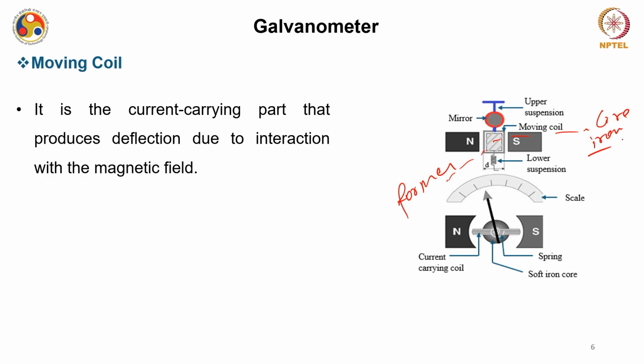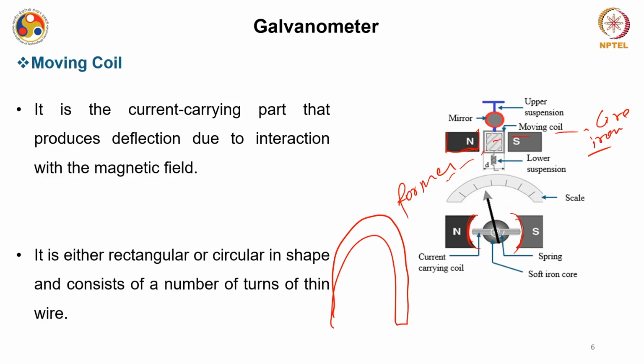Now, this moving coil is placed in the permanent magnet. Although here it looks like a block of iron, this is basically a U-shaped magnet that we have already seen. So, this U-shape is coming from this. This coil is placed here. This is the current carrying part of the galvanometer which produces deflection due to interaction with the magnetic field.